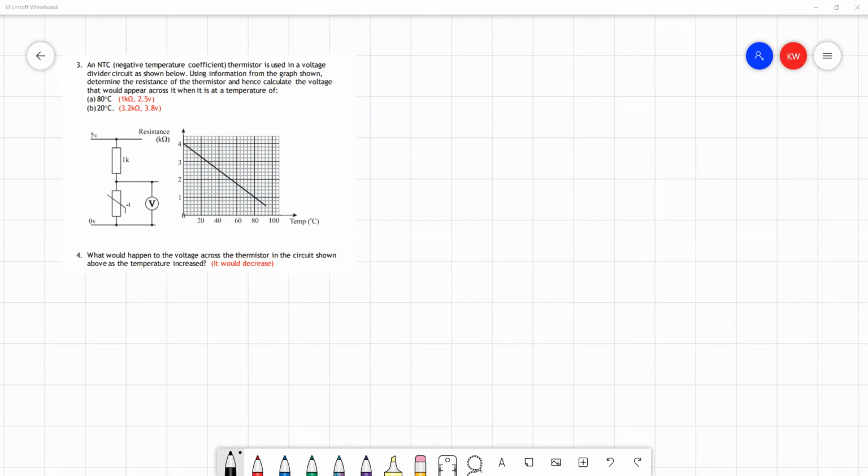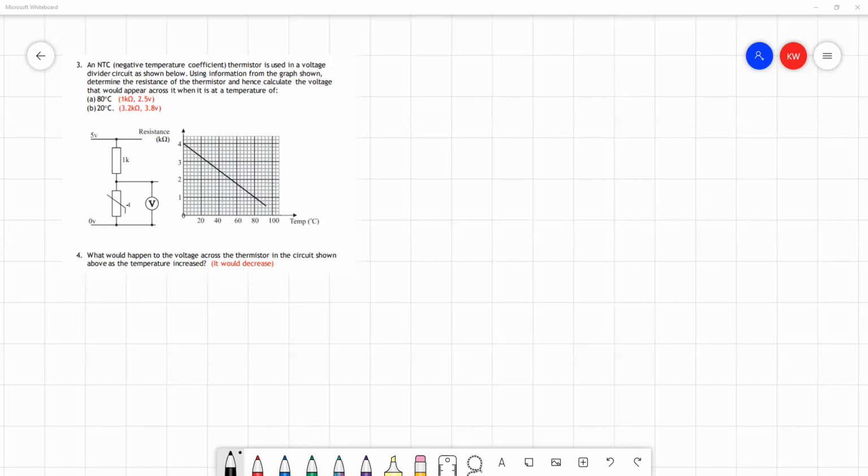So in question 3, we're told we have a negative temperature coefficient thermistor, or NTC thermistor, and it's being used in a voltage divider circuit. It should be clear from the graph that an NTC thermistor is going to have decreasing resistance with increasing temperature. That's what the negative temperature coefficient part of its name means. We're given a graph which shows what its resistance is at different temperatures, and we're asked to find the voltage that's going to appear across this thermistor at different temperatures.